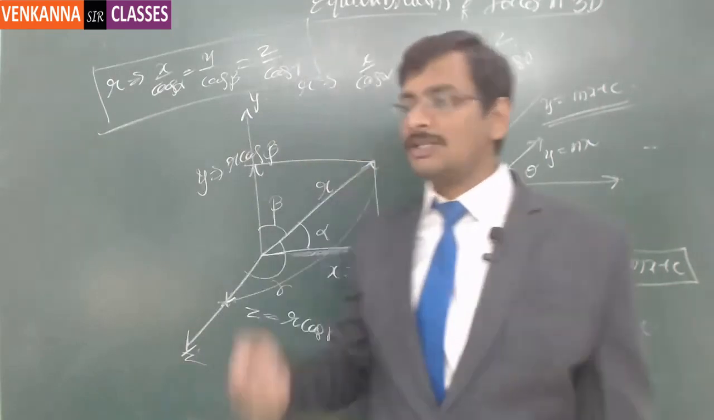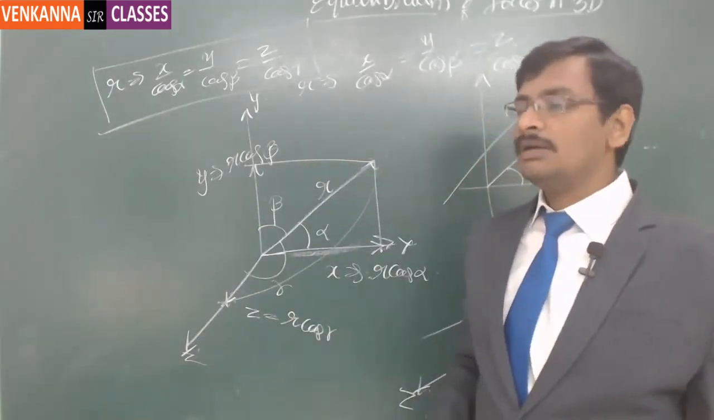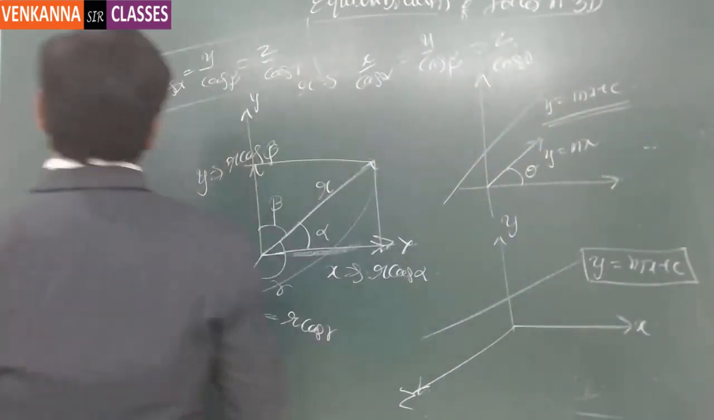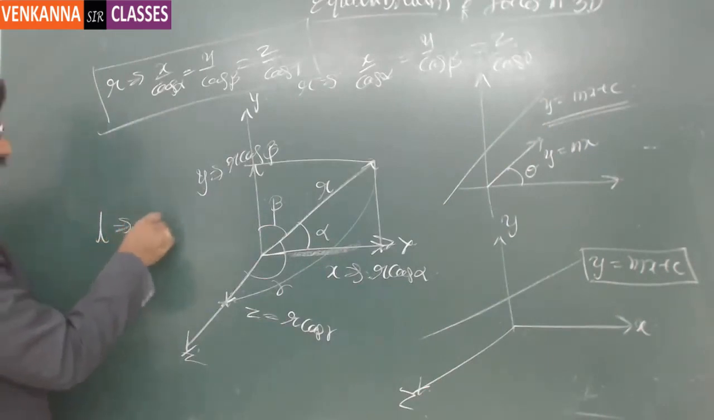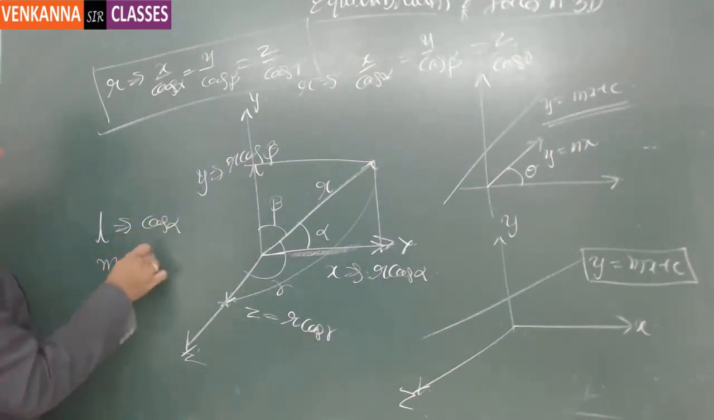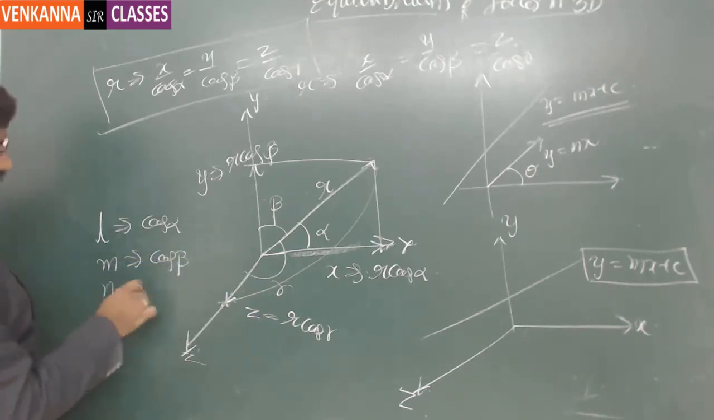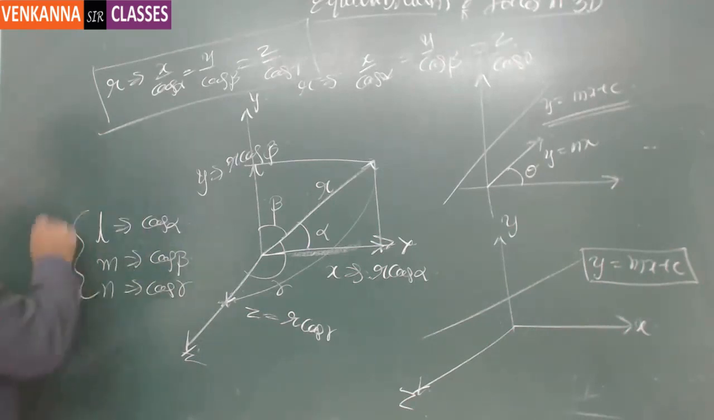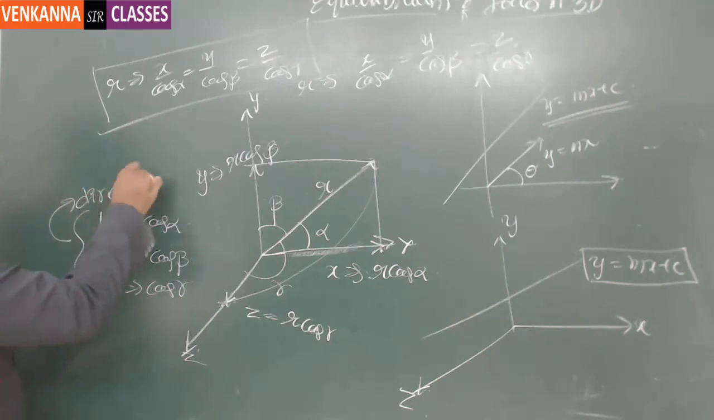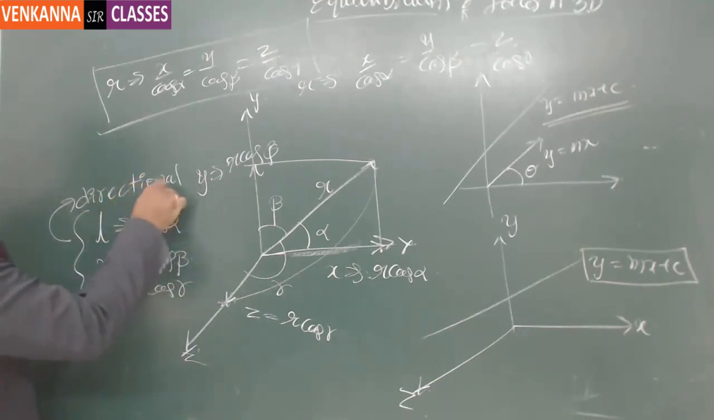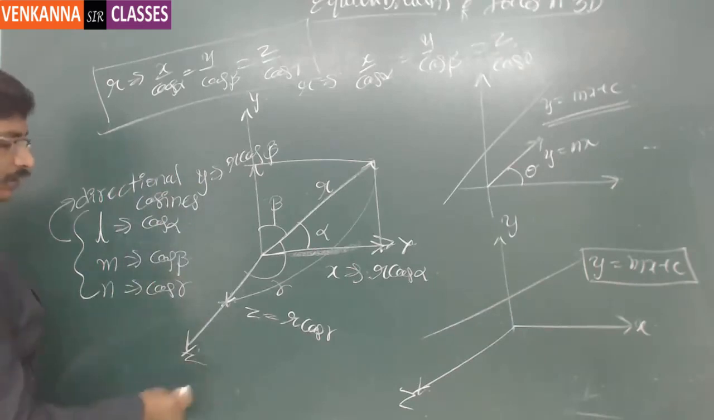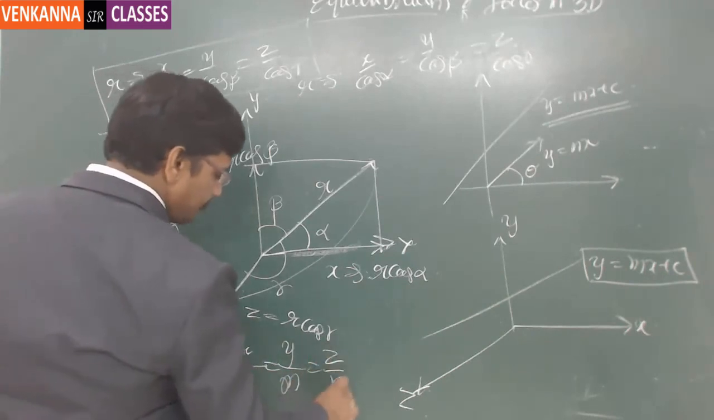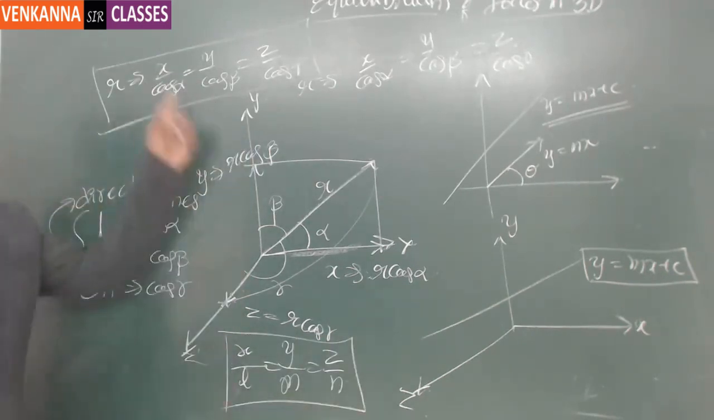So x by cos alpha, y by cos beta, and z by cos gamma, if all three are equal, then that equation represents a straight line. In general, L is usually used for cos alpha, M is used for cos beta, and N is used for cos gamma. If these three are the direction cosines, to be specific, the equation of this straight line can be shortly represented as x by L is equal to y by M is equal to z by N. This is how we arrived at it.